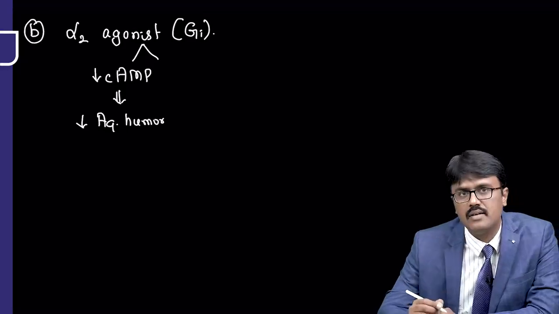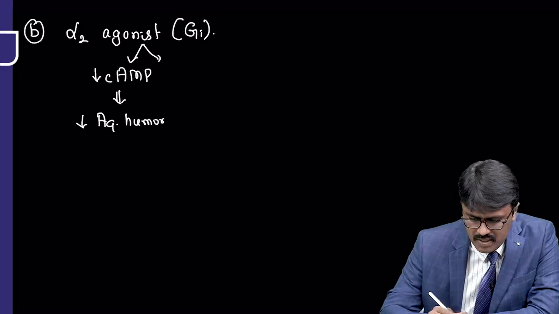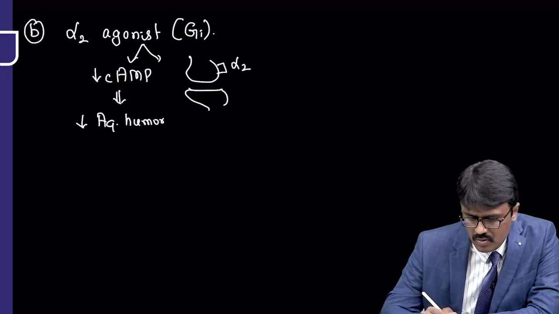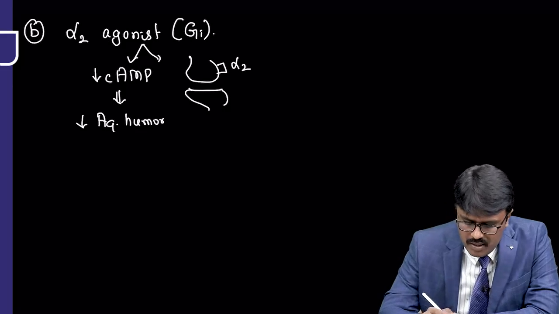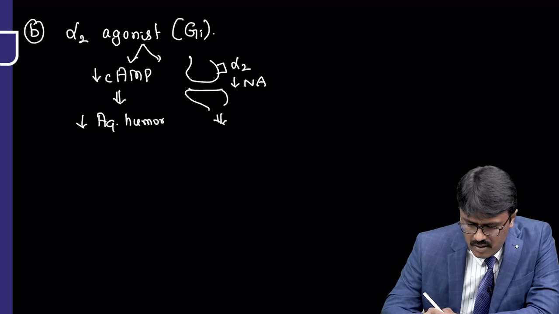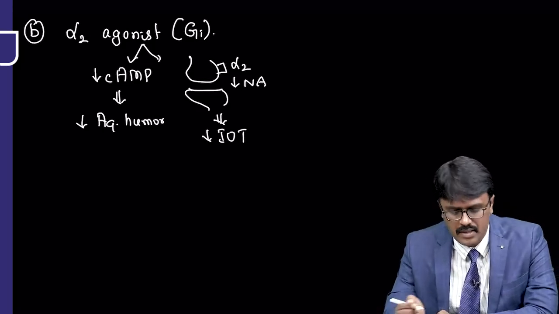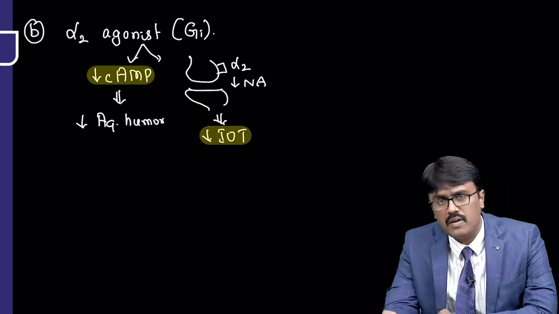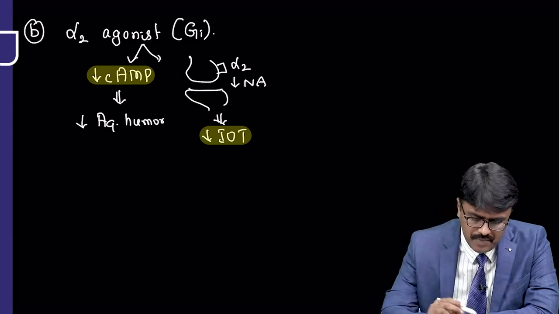Not only that, it is also present presynaptically. So this is the synapse, you all know that. So this is the location of alpha-2. So by acting on alpha-2, you know that it decreases norepinephrine release. So that is also responsible for decrease in intraocular tension, that is pressure. So please remember, these are the mechanisms given in Goodman and Gilman, and particularly for INI-CET, these questions can come. That's why I am going in detail.